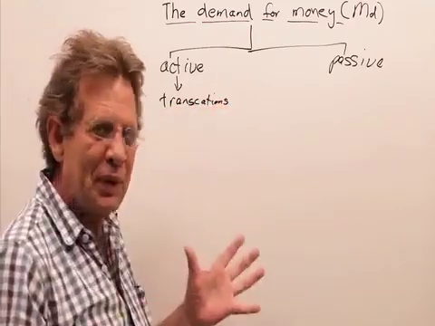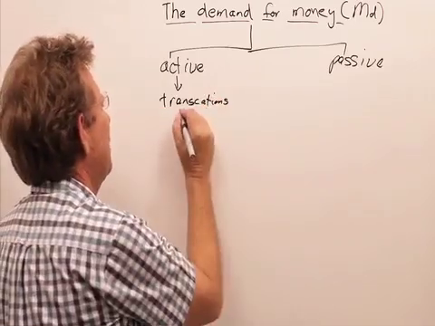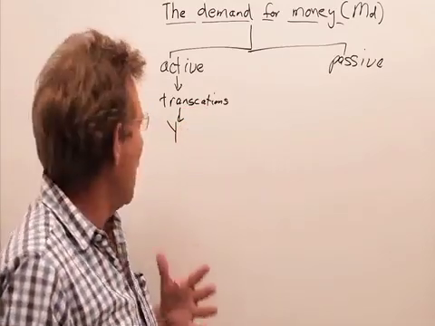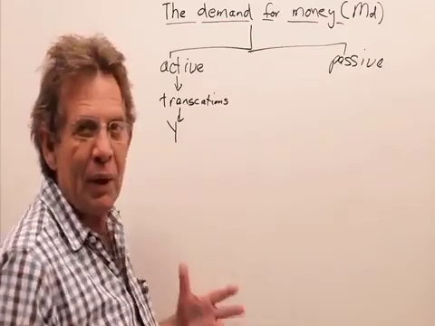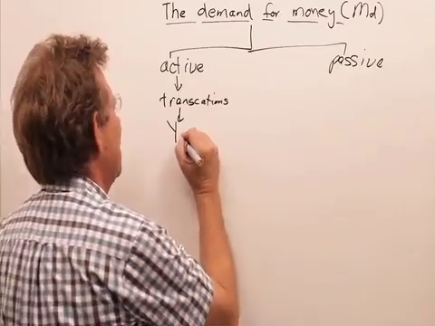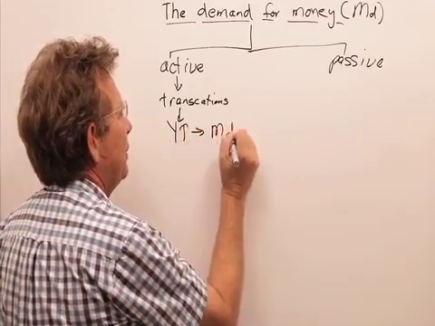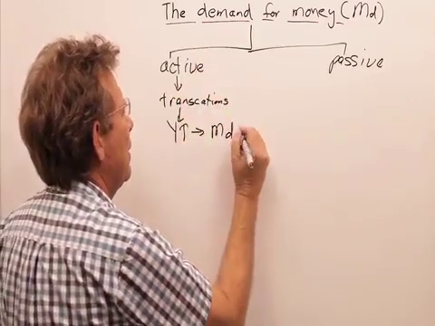And what we see is the amount of transactions that's being done in the economy is determined by the level of output and income. And the higher the level of output and income, the more transactions there are, and the higher will be the demand for money. So an increase in income leads to an increase in the demand for transaction balances or active balances.